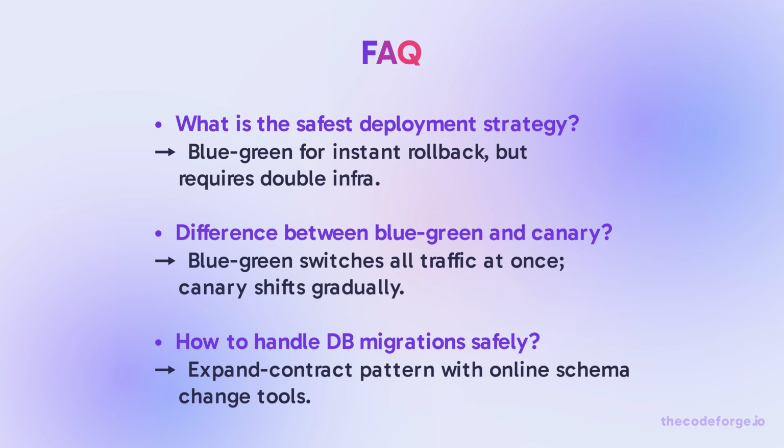And a few frequently asked questions. What is the safest deployment strategy? Blue-Green for instant rollback, but requires double infra. Difference between Blue-Green and Canary. Blue-Green switches all traffic at once. Canary shifts gradually. How to handle DB migrations safely? Expand contract pattern with online schema change tools.